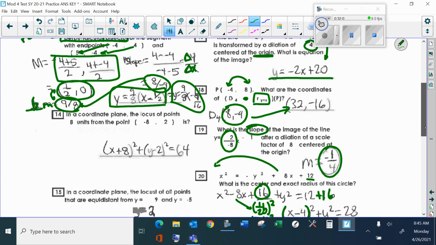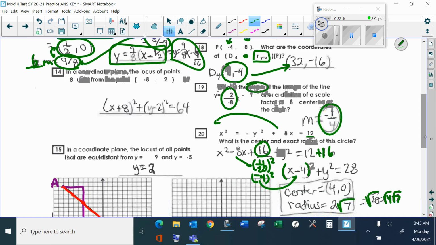And last one, no, 2 more to go. In a coordinate plane, the locus of points 8 units from the point. Whenever it's from a point, that is the center right there. And that is the radius right there. So we just put it into the standard circle equation. X minus the x coordinate, so x plus 8 quantity squared, plus y minus the y coordinate 2 quantity squared equals the radius squared. Don't forget this radius squared, so 8 squared is 64.